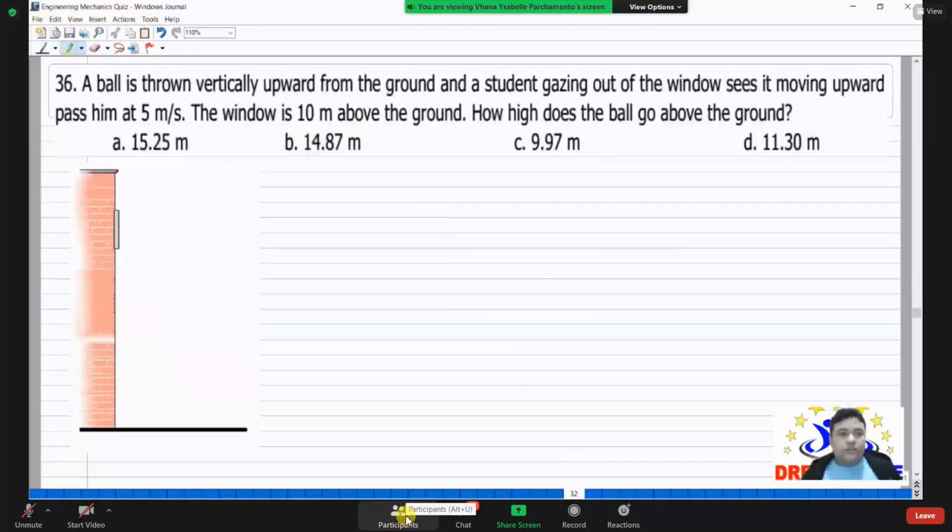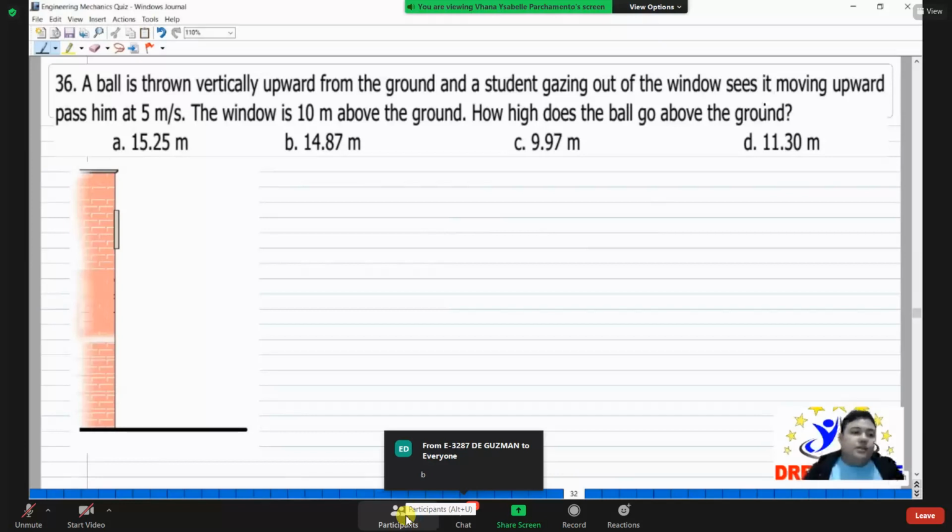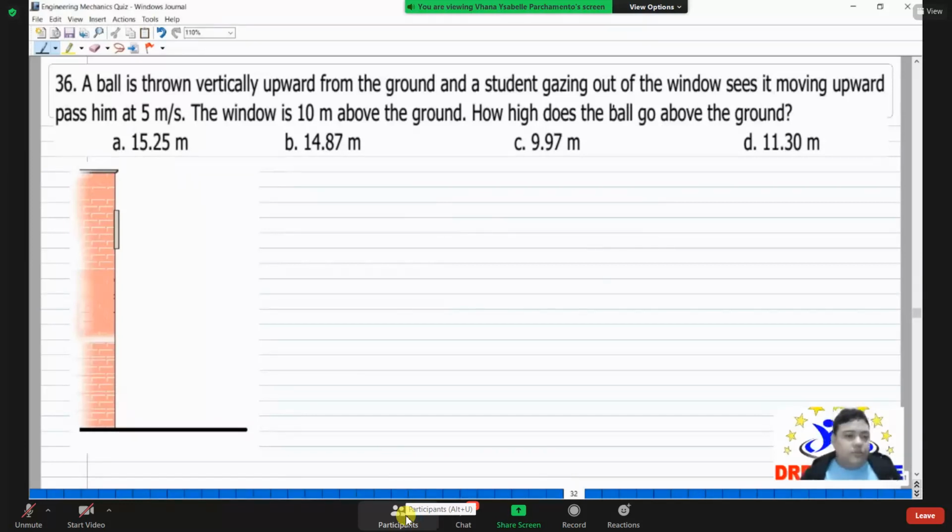Okay. Number 36. A ball is thrown vertically upward from the ground and a student gazing out of the window sees it moving upward past him at 5 meters per second. So, nung nasa window na daw siya, ang velocity ng ating ball, so, di ba yung ball natin is galing sa ground papataas. Yan, until such time na ma-reach na yung window, and that is 5 meters per second at the instant na na-reach na yung window.